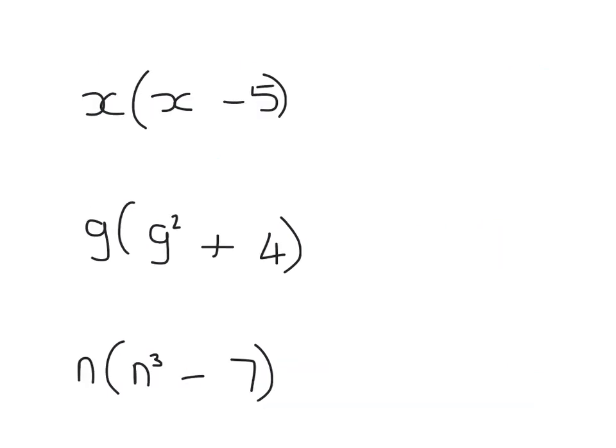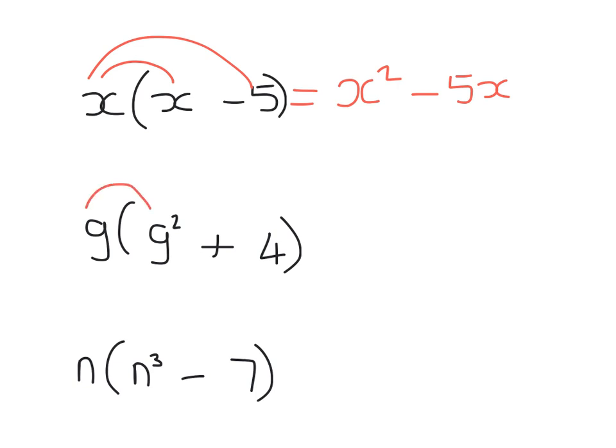Now lastly, we're just looking at a letter outside the bracket. We still follow the same rule. We've got x multiplied by x, which is x squared. And then we've got x multiplied by minus 5, which gives us minus 5x.